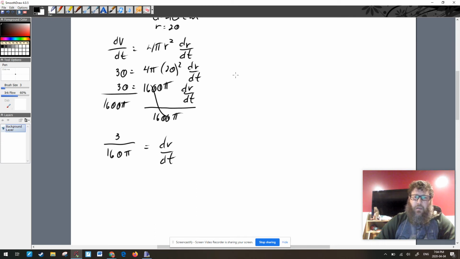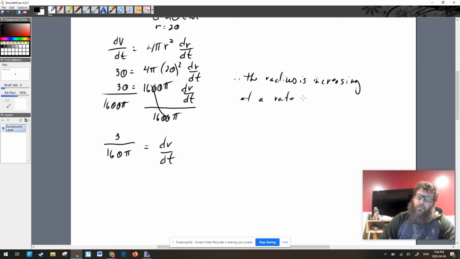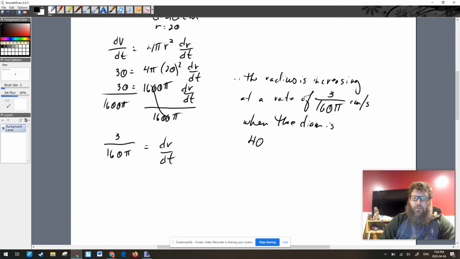So we would need to state that. So we would say, therefore, the radius is increasing at a rate of 3 by 160 pi centimeters per second when the diameter is whatever it was, 40 centimeters.